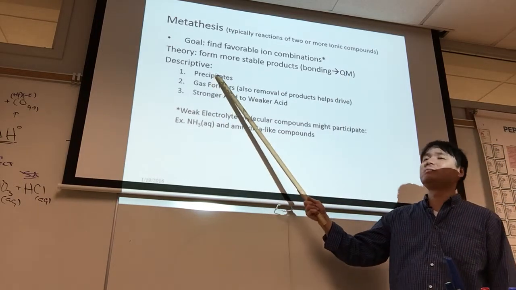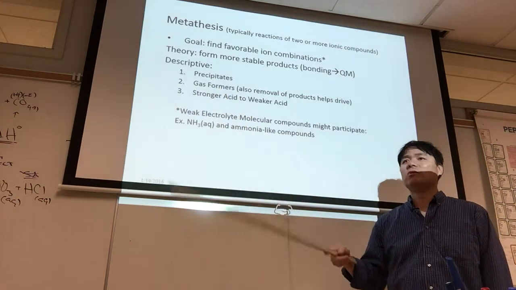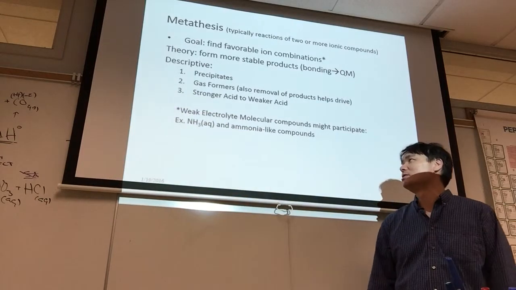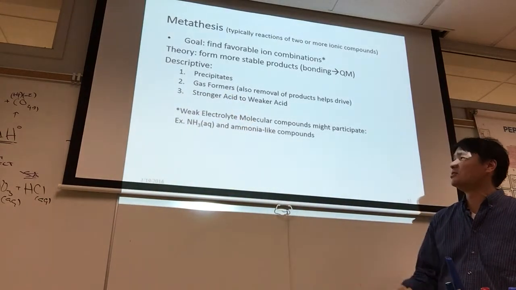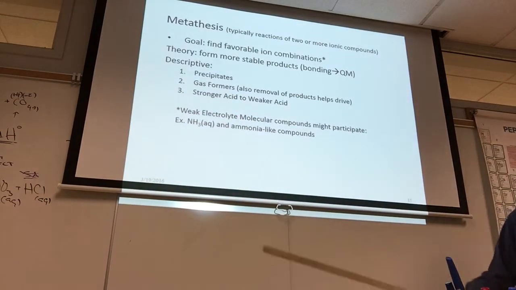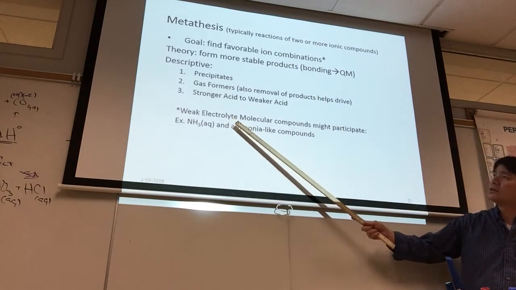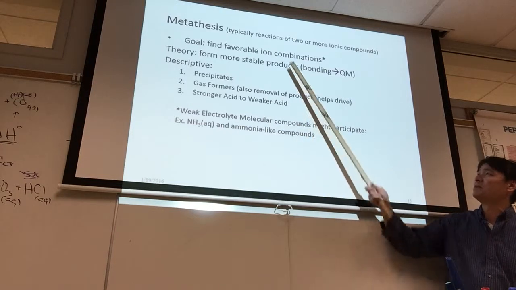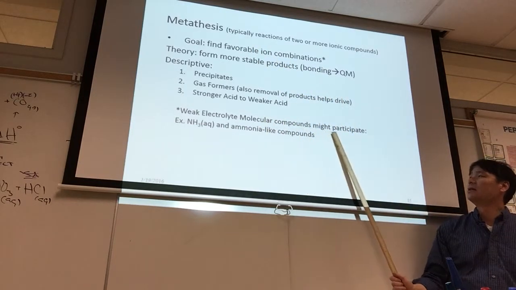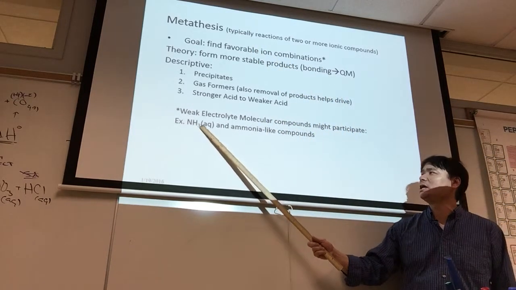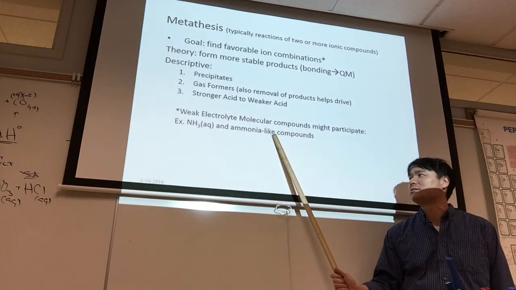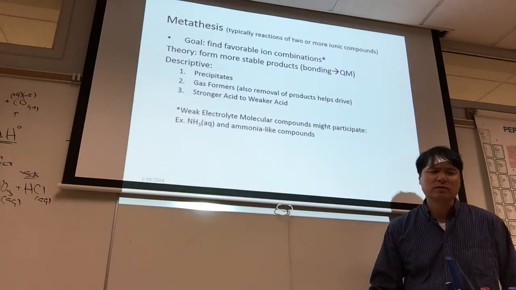We just look for simple physical things like precipitates. We memorize the solubility rules, that type of stuff. Gas former, stronger acid, weaker acid. So we're looking for reactions between ions. However, there are some molecular compounds that participate in metathesis reactions. The molecular compounds that participate are ammonia and ammonia-like compounds. Ammonia-like compounds are called the amines.